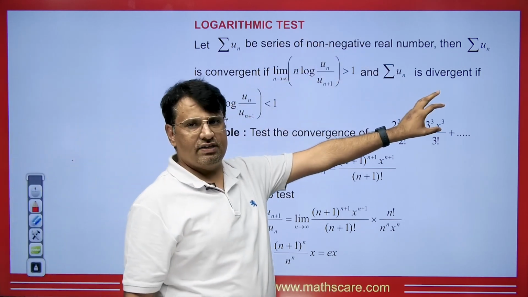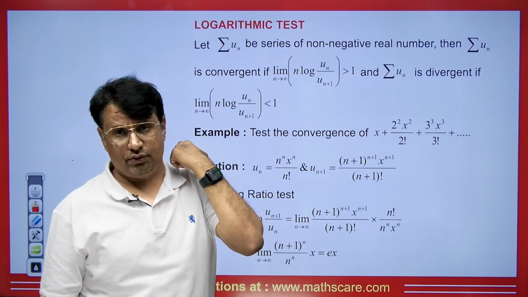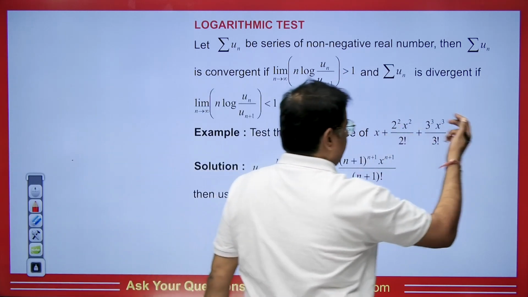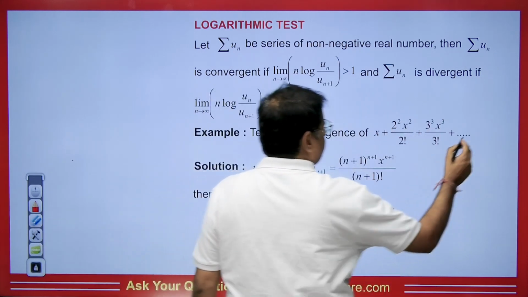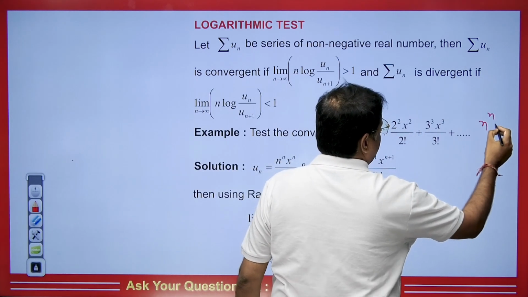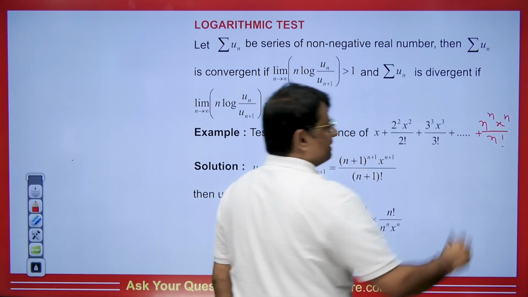We have an infinite series given here, and you need to determine the condition under which this series will be convergent. What will we do first? We'll find the nth term for this. Here it's coming 1 and 2 and 3. Value of nth term is coming as n to the power n, x to the power of n divided by n factorial. So this will be our nth term.